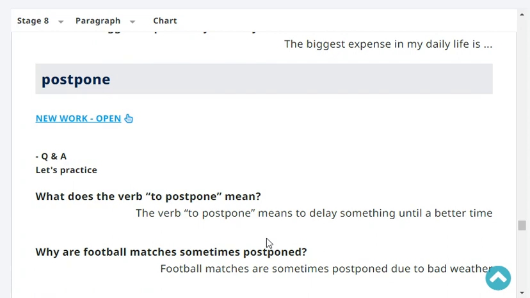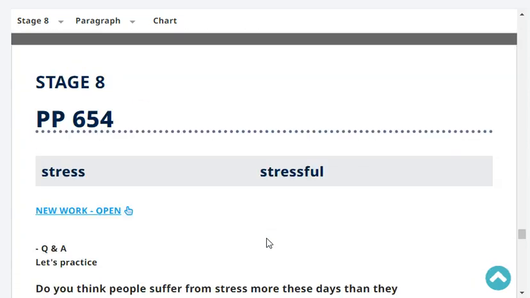Okay, next. What does the verb to postpone mean? The verb to postpone means to delay doing something until a better time. Very good. Why are football matches sometimes postponed? Football matches are sometimes postponed because of bad weather. Very good.